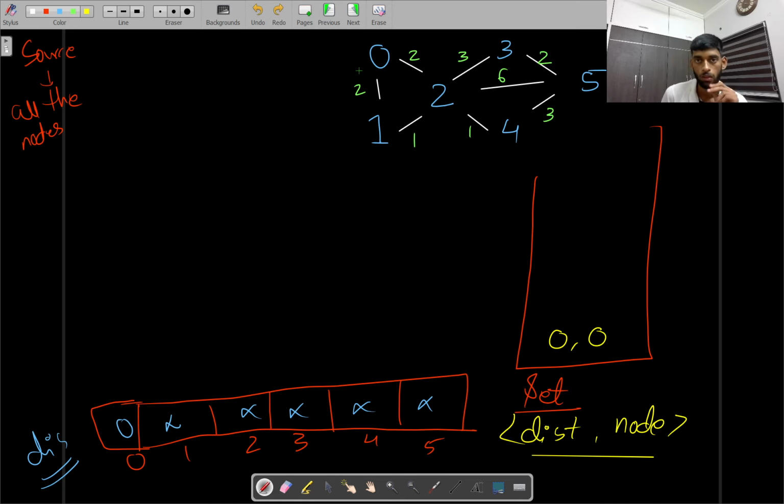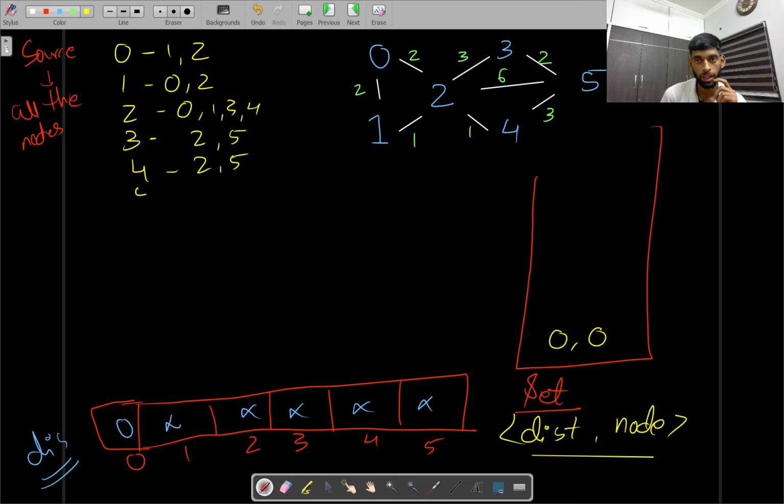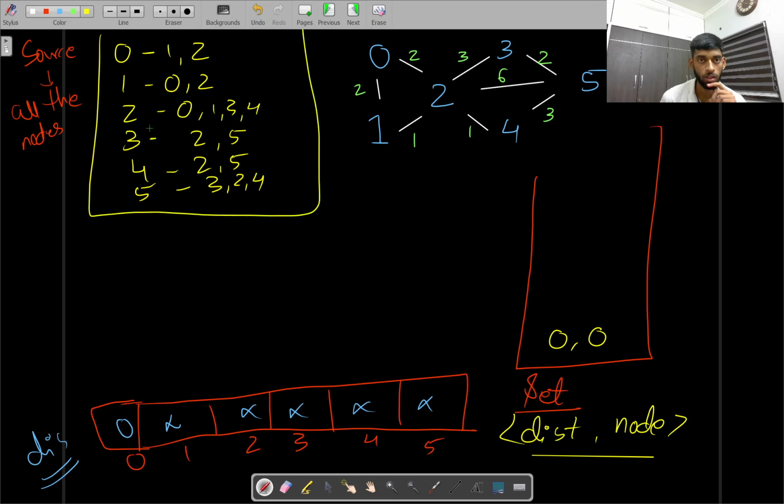Now, this is the adjacency list. From 0, we can reach 1 and 2. From 1, we can reach 0 and 2. From 2, we can reach 0, 1, 3, and 4. From 3, we can reach 2 and 5. From 4, we can go to 2 and 5. And from 5, we can go to 3, 2, and 4 as well. So this is our adjacency list that will be given along with the weight.